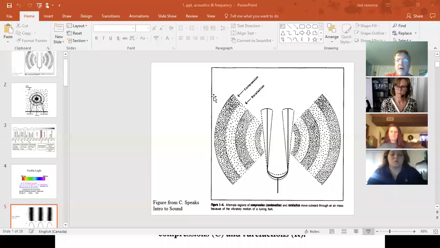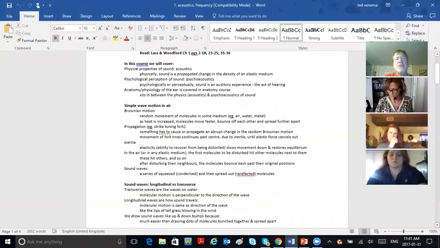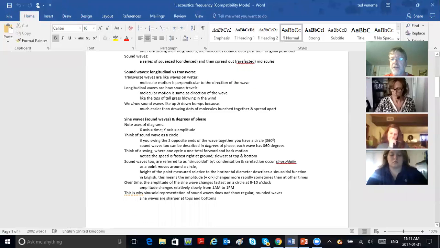Middle of page 1, I'm going to go back to middle of page 1 here. I'll move my cursor down here. Sound waves, longitudinal and transverse. Put a circle around that one, okay? Sound waves aren't like water waves.